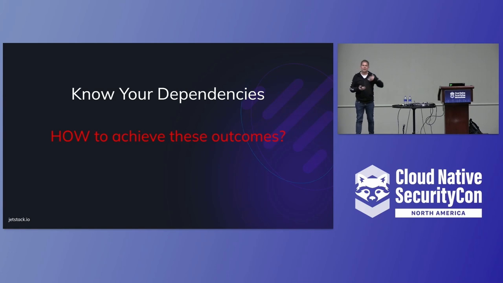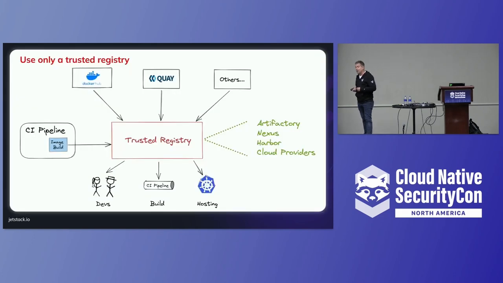Okay, so I've gone through why I think it's important that organizations and teams get to better understand and know their dependencies, and also what kind of benefits and outcomes you can expect to achieve. Now I'm going to go through ways in which we've helped some of our clients actually achieve the outcomes that I've been talking about. So first of all, and I think this is a fundamental cornerstone, is to have this trusted registry.